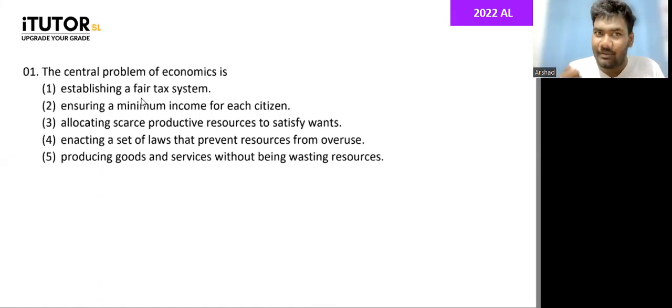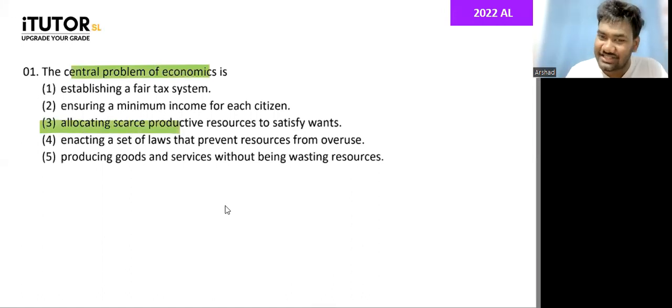Central problem of economics is one, establishing a fair tax system, ensuring minimum income for each citizen, allocating scarce resources to satisfy wants, enacting a set of laws that prevent resources from overuse, producing goods and services without wasting resources. What do you think is the central problem? Quickly, guys. These are easy ones now. We don't have to waste time. Answer is number 3, right? How are you trying to allocate your scarce resources to satisfy your unlimited wants? That is the main problem in economics.